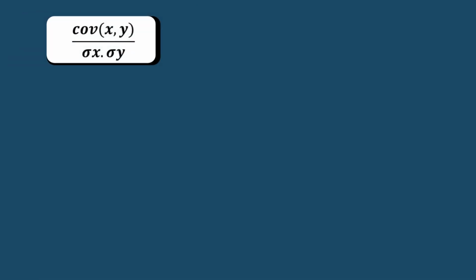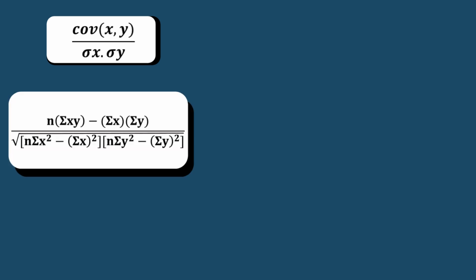To find out the value of Pearson correlation coefficient, the following formula is used. It is the covariance of two variables divided by the product of their standard deviations. It can also be seen like this.